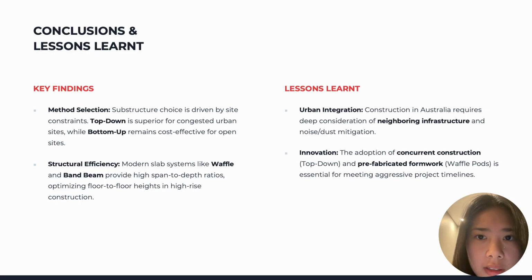In conclusion, construction method selection depends on site conditions and project constraints. Top-down is preferred in urban environments, while bottom-up is suitable for open sites. In superstructures, the slab systems must balance structural performance, cost, and constructability. Overall, engineers must evaluate multiple factors to select the most appropriate systems.